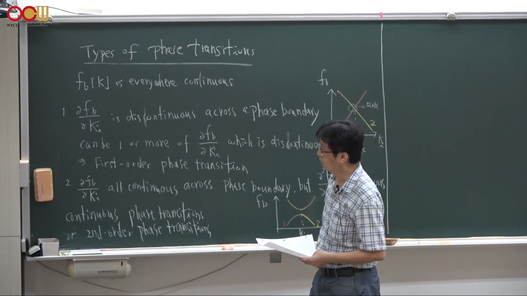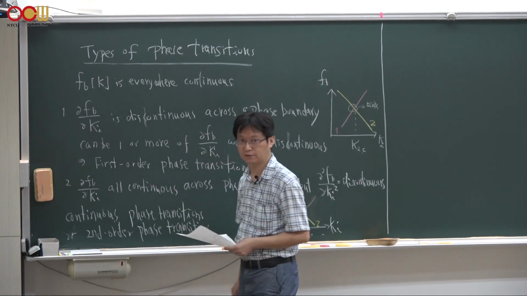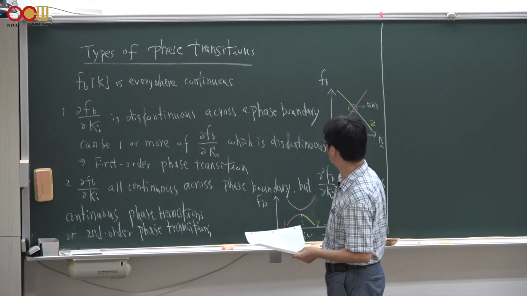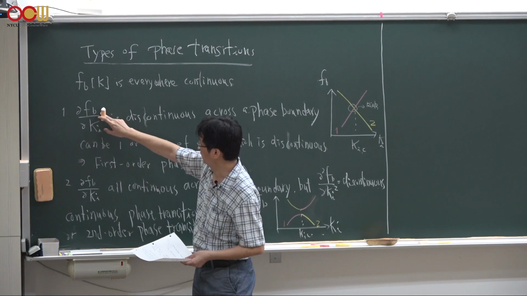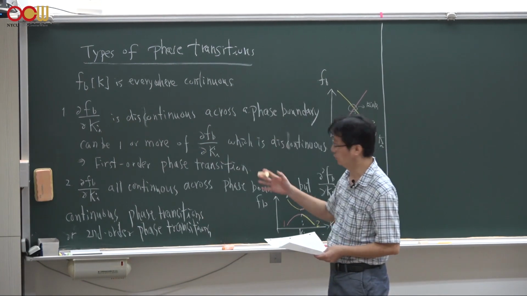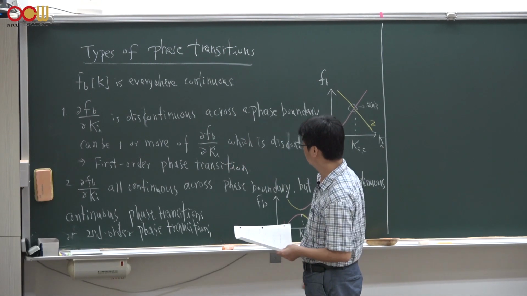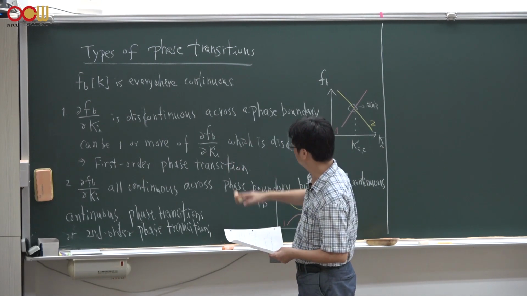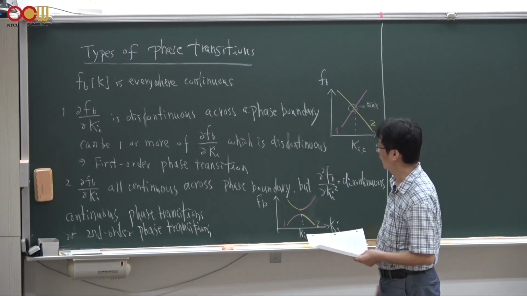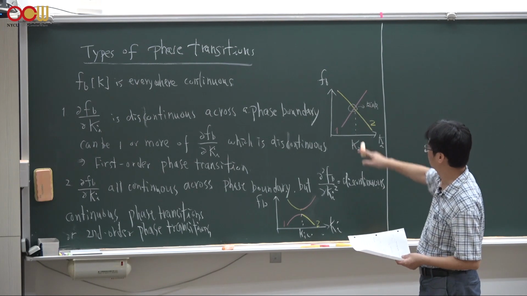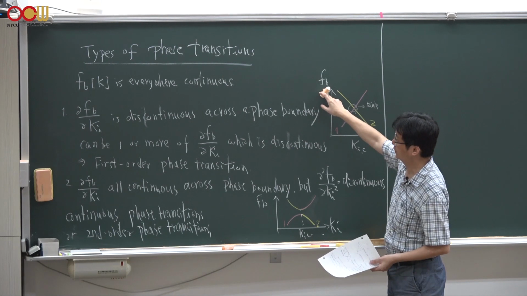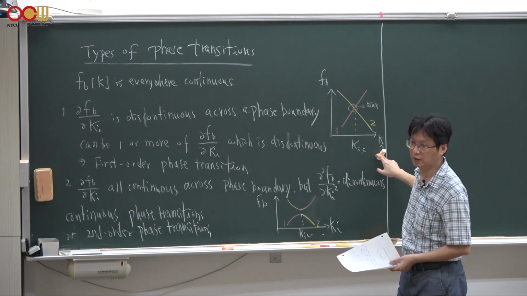And under such a condition, the first type is the first order phase transition, where we have the jump or discontinuity across the phase boundary for the first derivative of this free energy density with respect to the coupling constant Ki. So it can be one or two or more than one first order derivatives of the free energy density with respect to the coupling constant, which are discontinuous. And we could see what happens from this plot here, that this is a plot of free energy density Fb versus the coupling constant Ki.